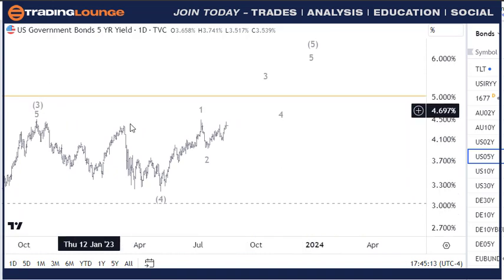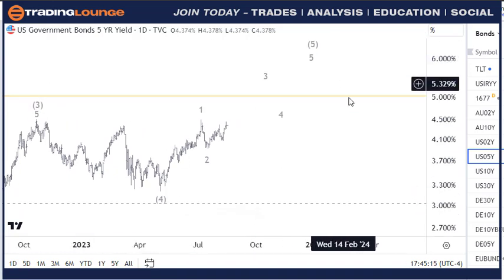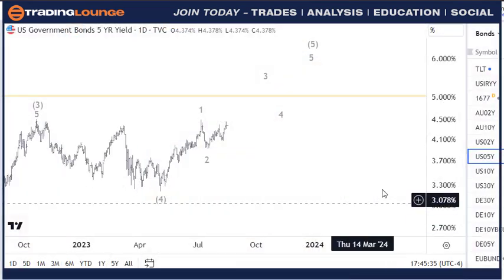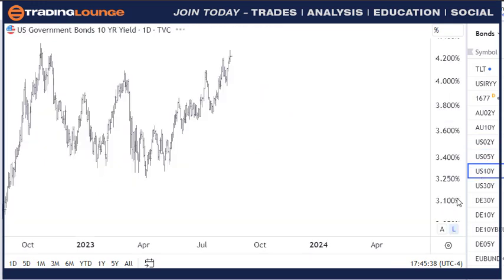The arrival, the reaction, the first high above the level, and then an A, B, C pattern over here. So it'll be this particular pattern here for this. So we've got this arrival. We're in this leg here, coming up to that 5%, then an ABC here. This will probably pull back to this one at that point, but this will be the pattern across that level. So that is also the same for the 10-year yields as well.